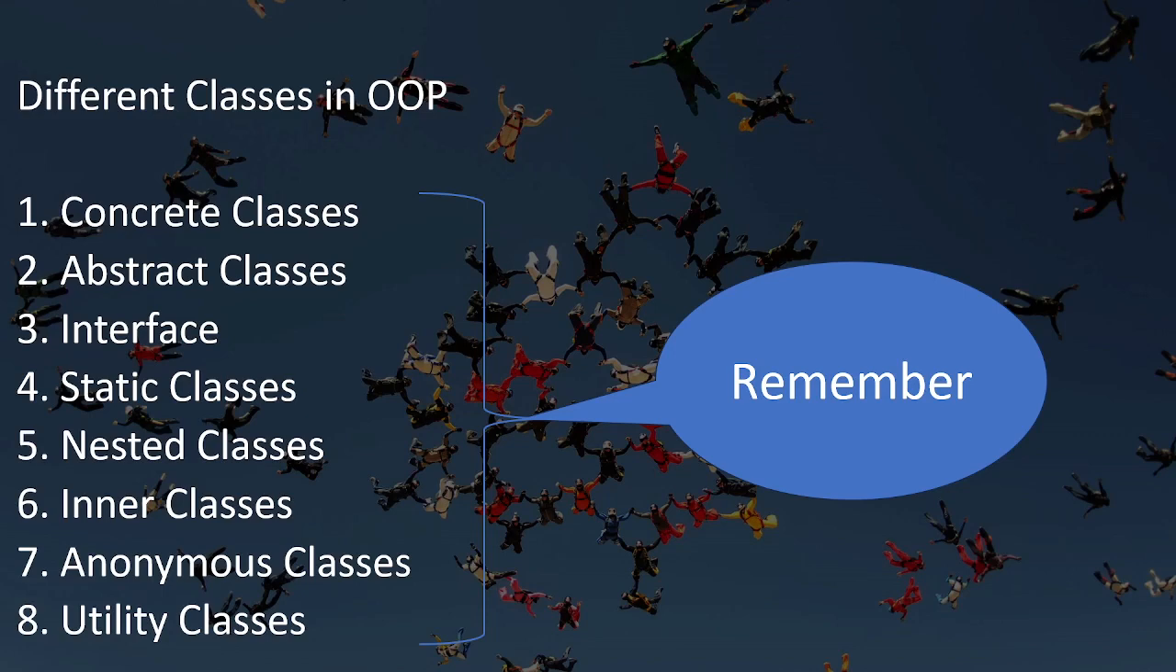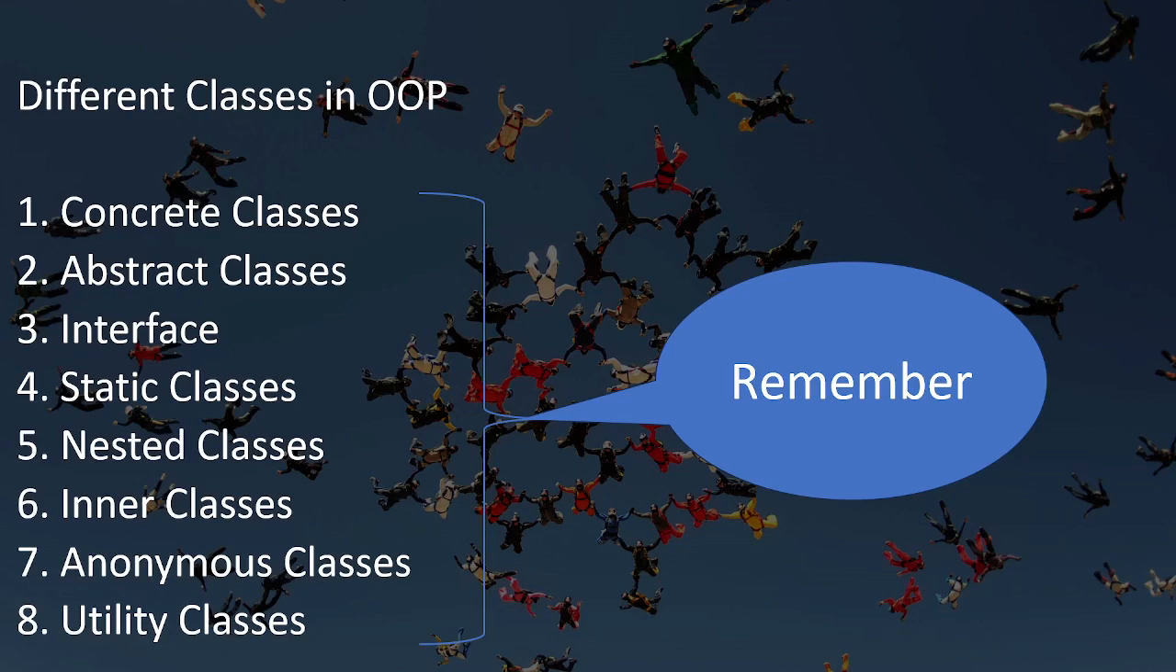So in interfaces, we have abstract methods and constant fields, that is, variables with the static and final keywords. So these are your constant fields, that is, variables with the static and final keywords.